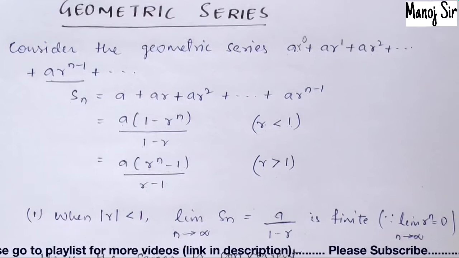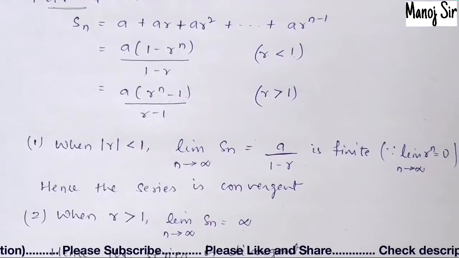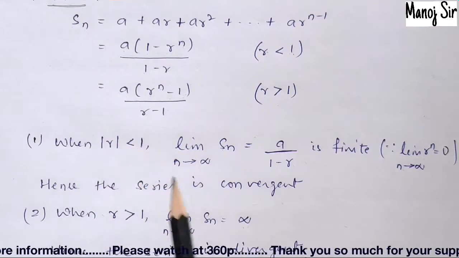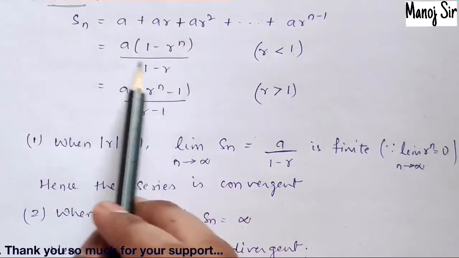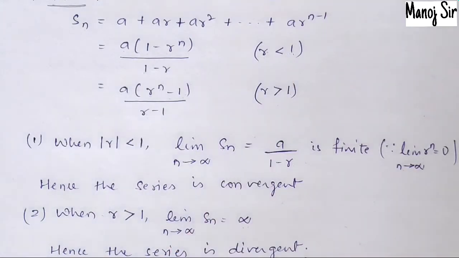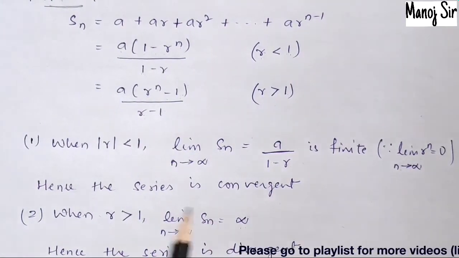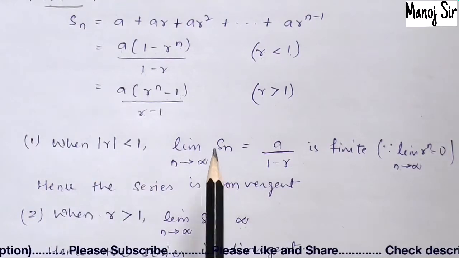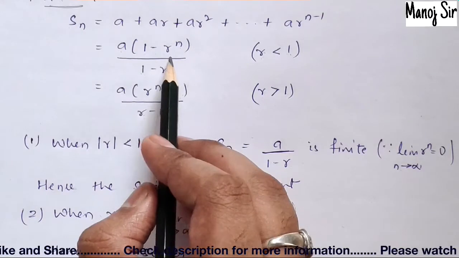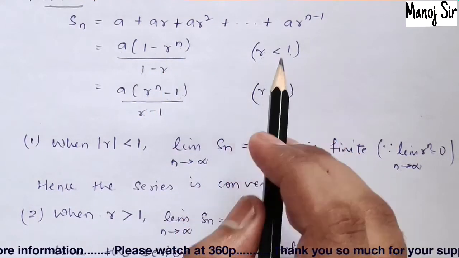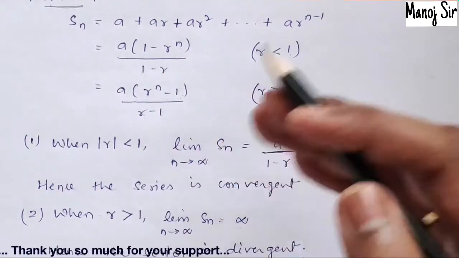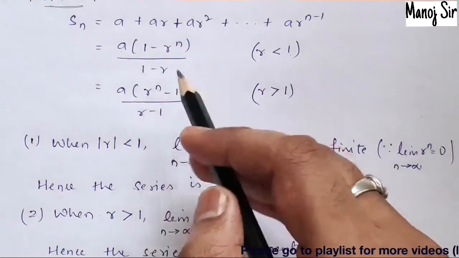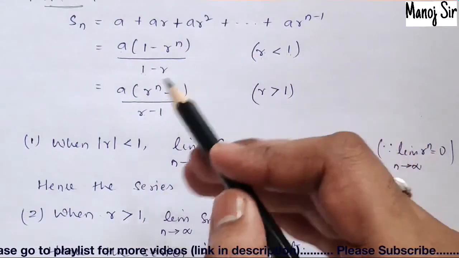Now we are going to see the first case, that is when modulus of r is less than 1. When mod of r is less than 1, we are going to take the first formula, because here r is less than 1. Since the value of r is less than 1, you can take r as 0.1, 0.2, 0.5, whatever. Let's suppose we are putting r as 0.1 or 0.5.